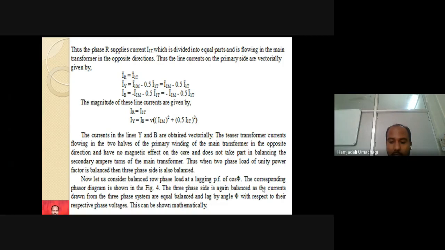The three-phase side is again balanced, as the currents drawn from the three-phase system are equal. So here the three-phase side, that is the input side, is once again balanced. The currents drawn from the system are IR, IY, IB. Since they are equal, the three-phase side will be balanced, and they lag by an angle phi with respect to their respective phase voltages. Those currents lag the corresponding voltages by an angle phi, because it is a lagging power factor load that is connected. This can be shown mathematically.